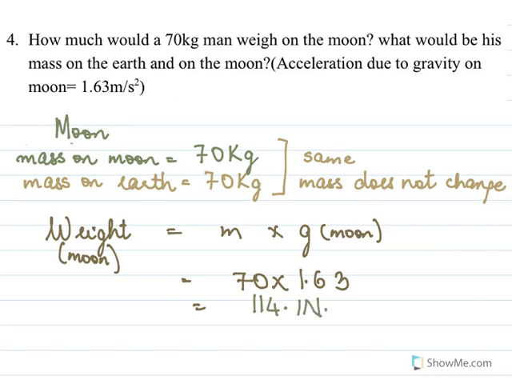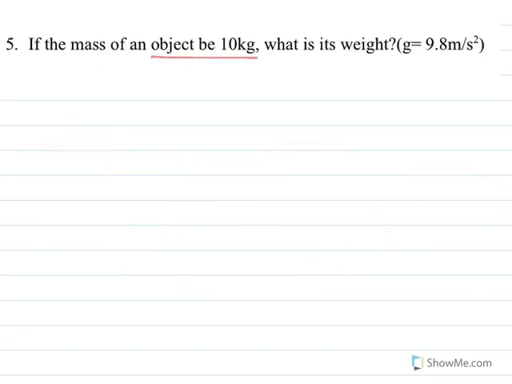So it's 1.63. And the answer is 114.1 newtons. If the mass of an object is 10 kg, what would be its weight?